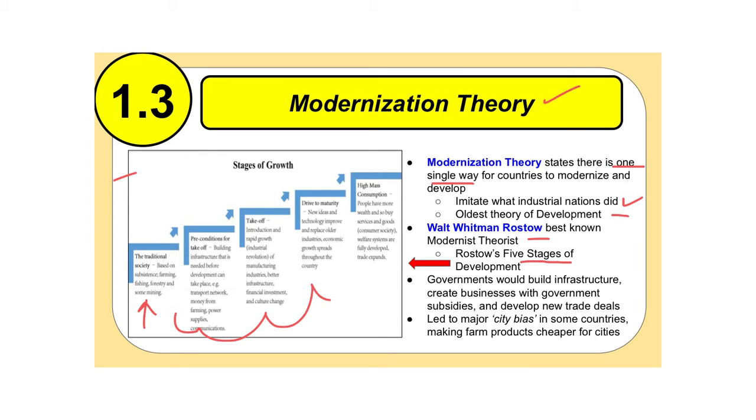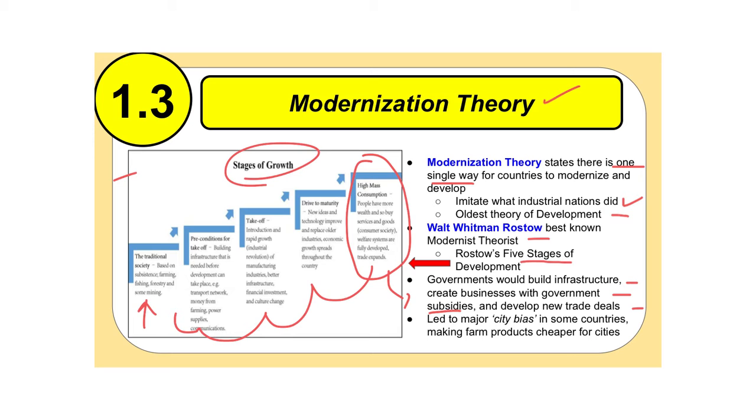If you can, pause the video for a moment to see the different stages. But these are stages of growth. So a society, a country will go from the traditional society and eventually move their way up to high consumption. And so governments would build infrastructure, create businesses with government subsidies, and develop new trade deals. These are all the things that will be happening once we get to high consumption. The government is able to build infrastructure and create businesses because the government's able to give out loans. That is what subsidies are, and also to develop new trade deals.